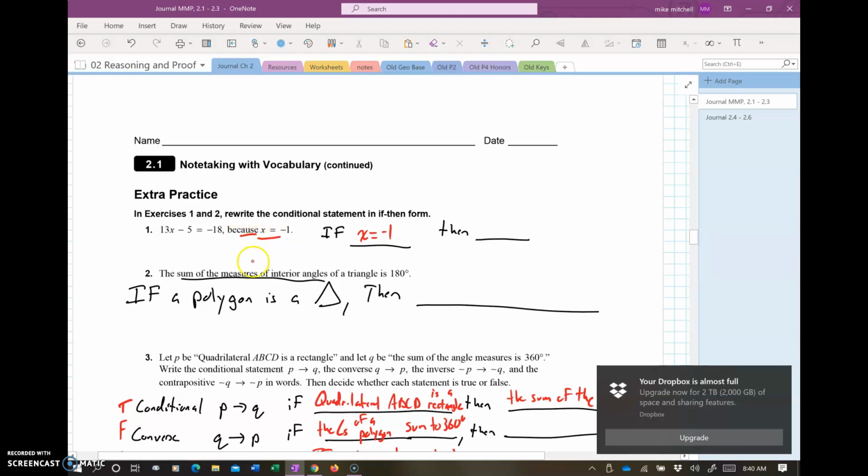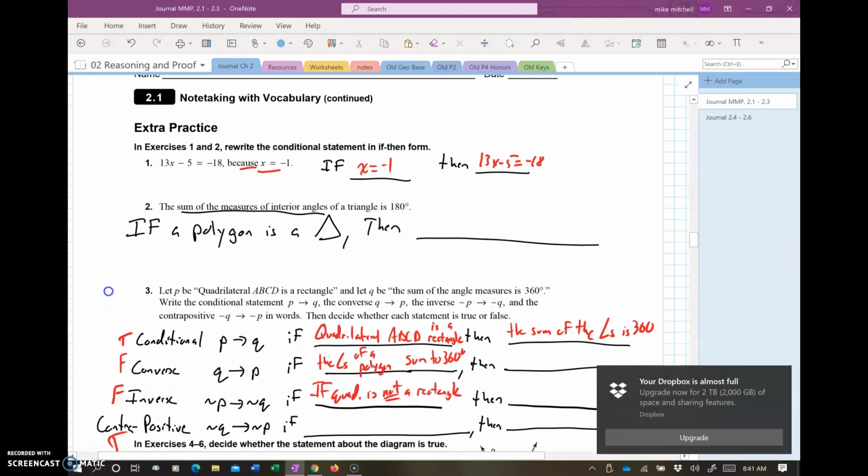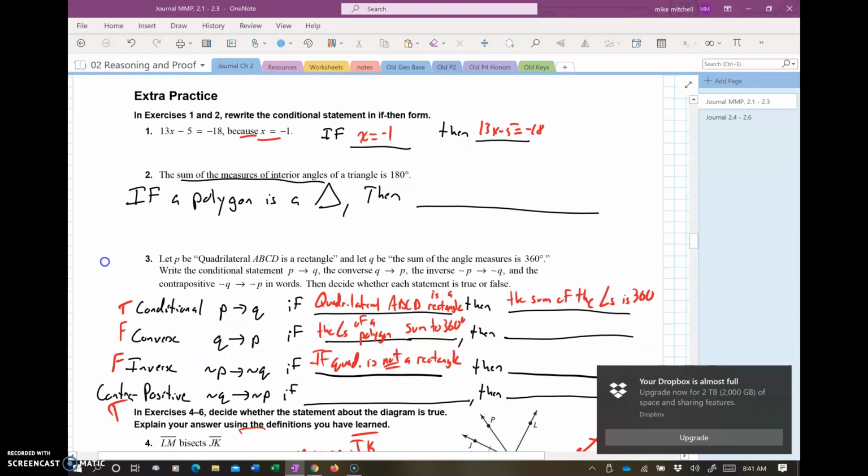Because that gives us the start of that. If x equals -1, then what's our other statement? We know, oh, then 13x minus 5 equals -18. Simple as that. Sorry, I'm noticing I don't have scrambled answers on this one today, but we're going to go through most of these, so don't worry about it.